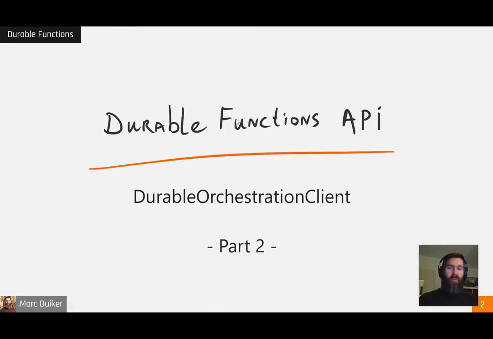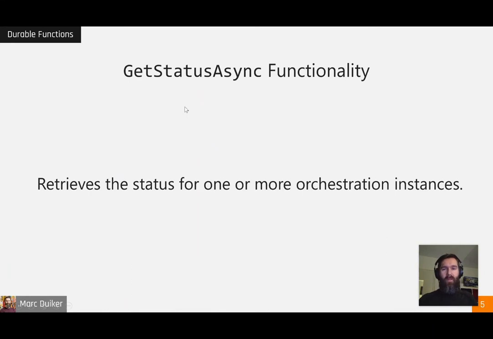This is the second part of the Durable Functions API series, and again, we are looking at the Durable Orchestration Client. In this episode, we're going to look at the GetStatusAsync functionality, and that is used to retrieve the status for one or more orchestration instances.